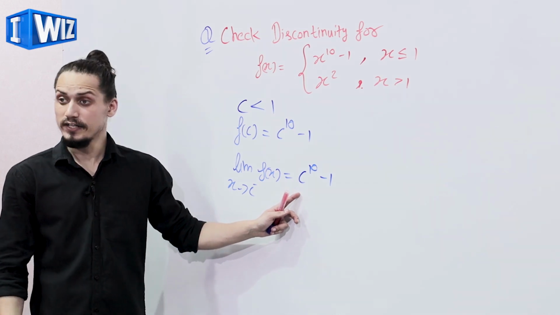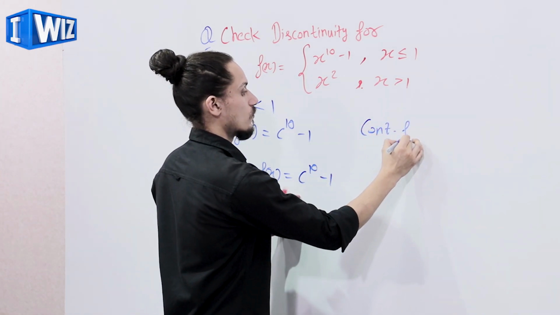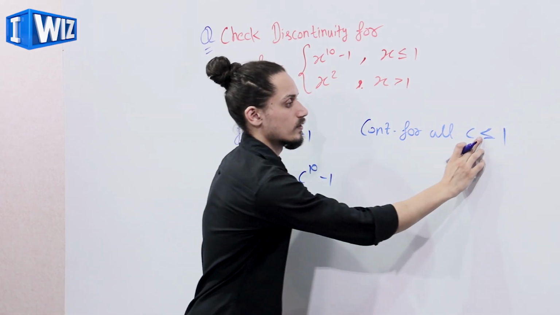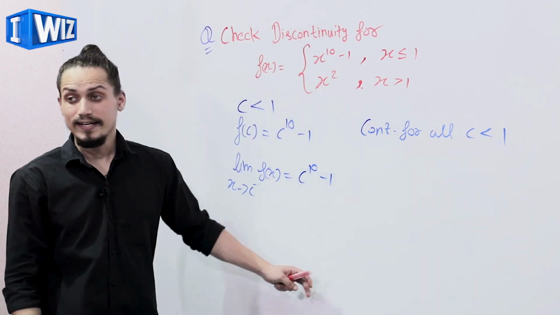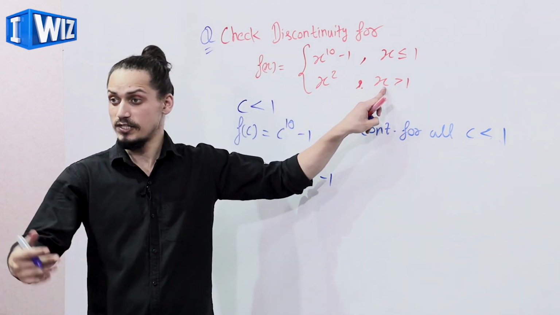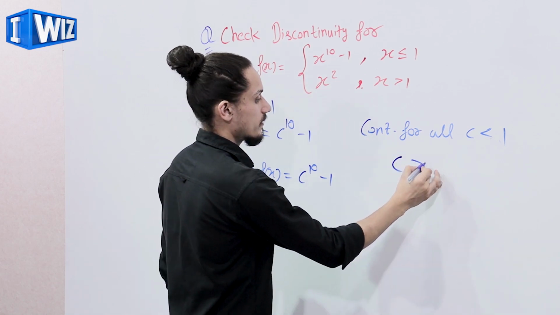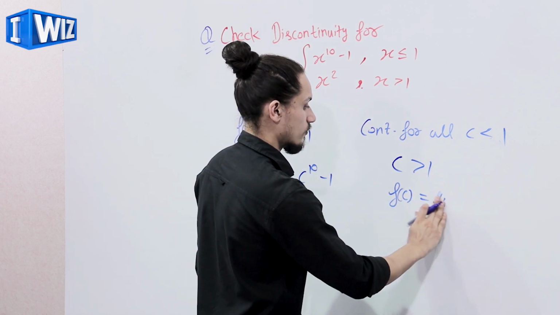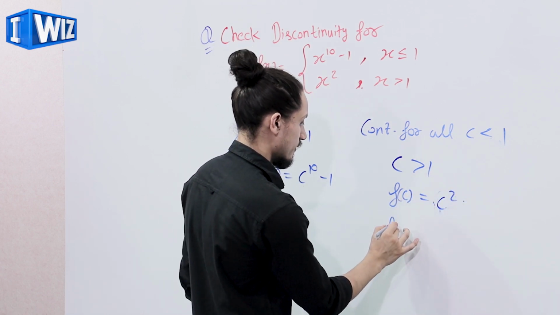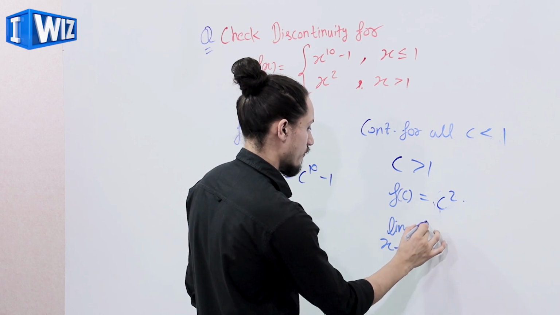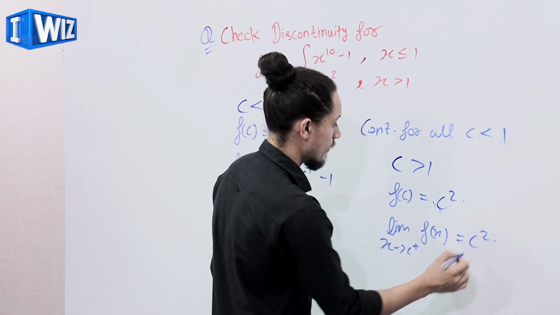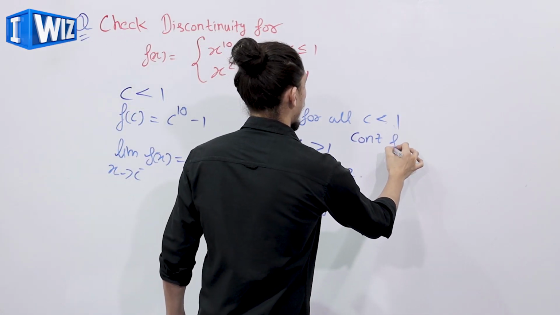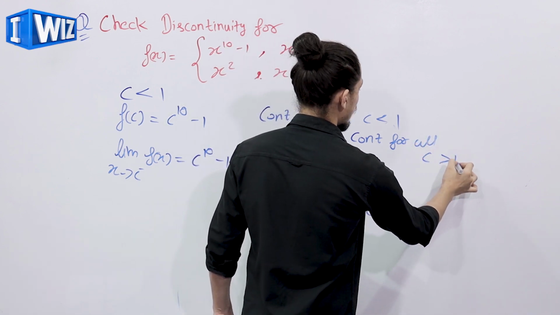So clearly it is continuous for all c less than 1, not equal to 1 in this case. Now secondly, we find its continuity for all the numbers which are greater than 1. So for c greater than 1, the value of this function at c will be c square, and its limit x approaches c positive, f of x will be equal to c square. So the limit is equal to the actual value, so it is continuous for all c greater than 1.